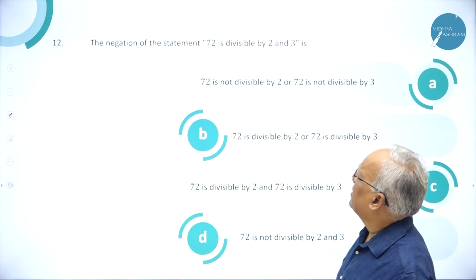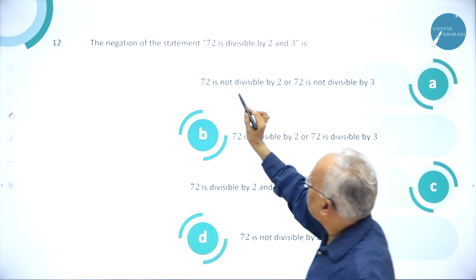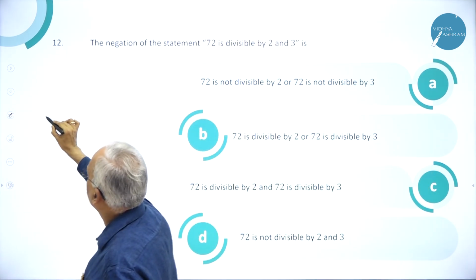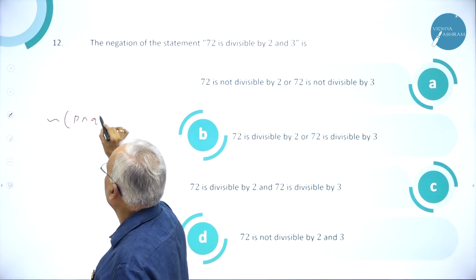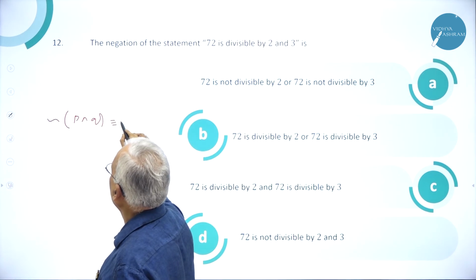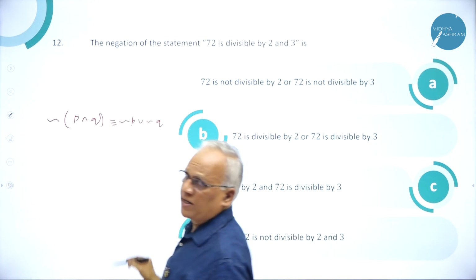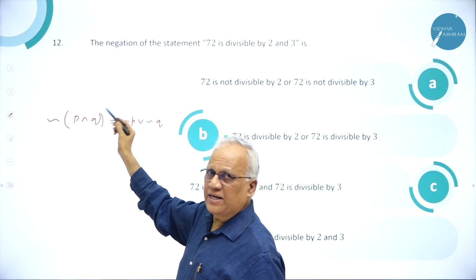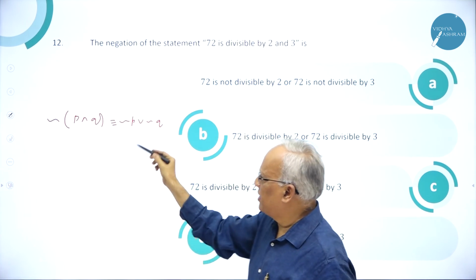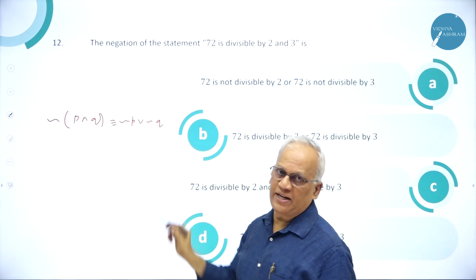Negation of the statement "72 is divisible by 2 and 3." You can split this into, see, you have this beautiful result. Negation of P conjunction Q is equivalent to negation P disjunction negation Q. This is called De Morgan's law. Same in set theory also: (A intersection B)' is A' union B'. Similar to that, the negation of a conjunction is the disjunction of their negations.